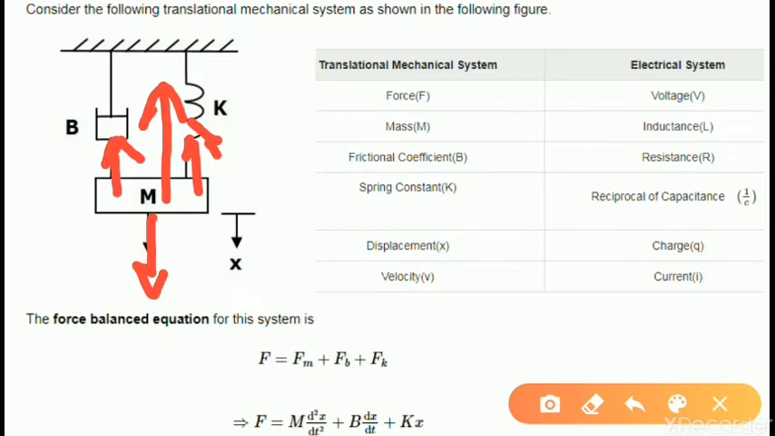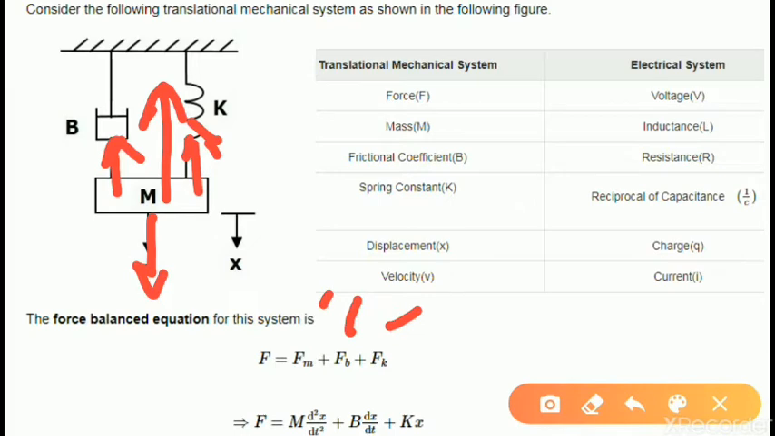So there are three forces in the upward direction, and only the applying force F is in the downward direction. So at an equilibrium condition, or we can say the balanced equation, the applying force F equals the mass force, dashpot force and the spring force. So F equals Fm plus Fb plus Fk. Just put the values of Fm, Fb and Fk, and we have F equals m d square x upon dt square plus b dx by dt plus kx.